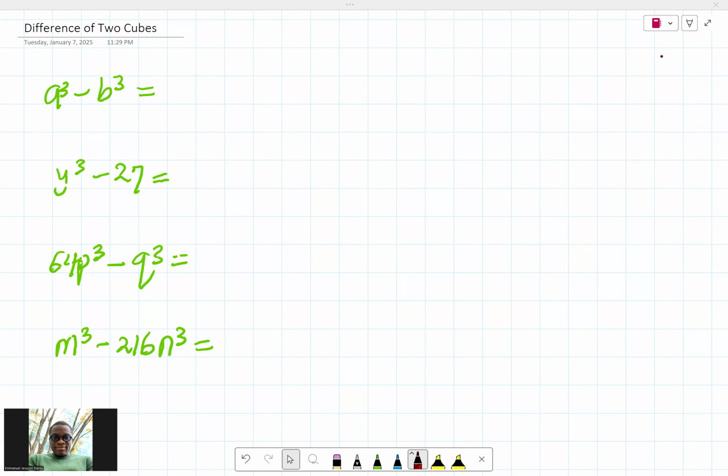In this video, I'll be talking about the difference of two cubes, and how to factorize that. Just like when we had the sum of two cubes, the difference of two cubes, like when you have a cube minus b cube, can actually be expressed as a minus b into a squared plus ab plus b squared.